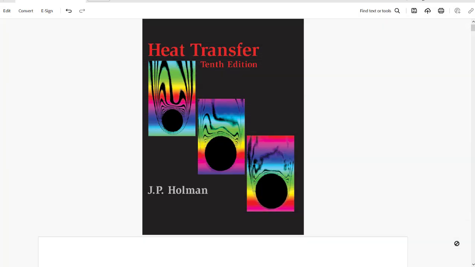In this session I want to solve another problem in heat transfer. But first let me introduce a reference. This is Heat Transfer, 10th edition, by J.P. Holman.